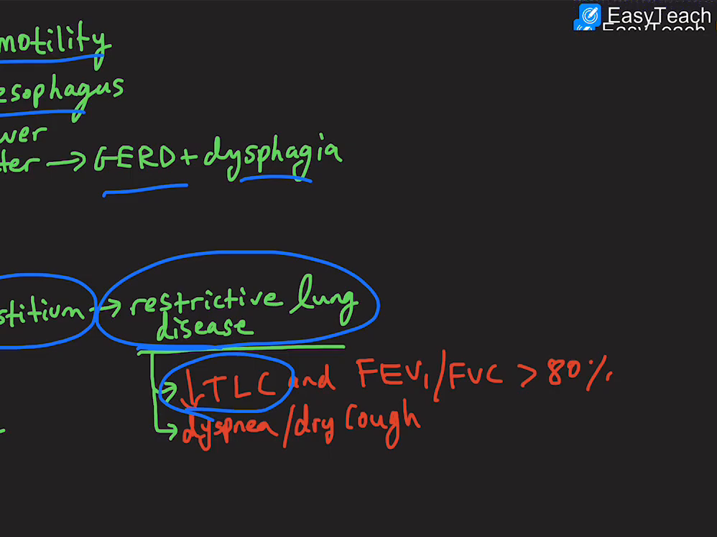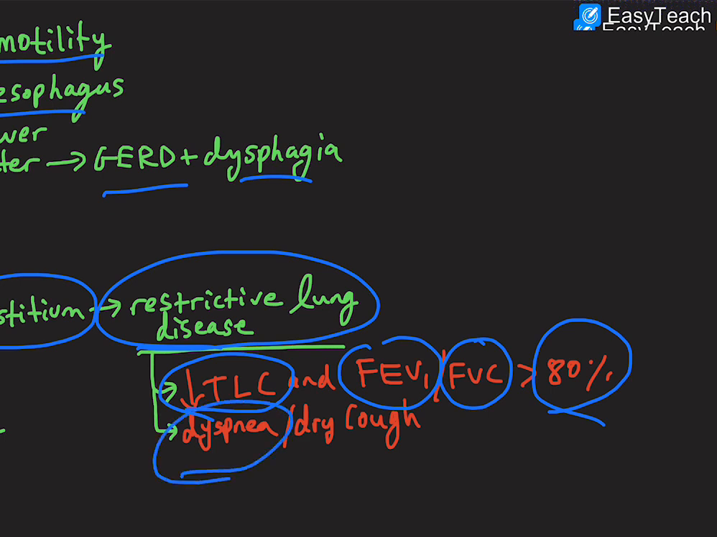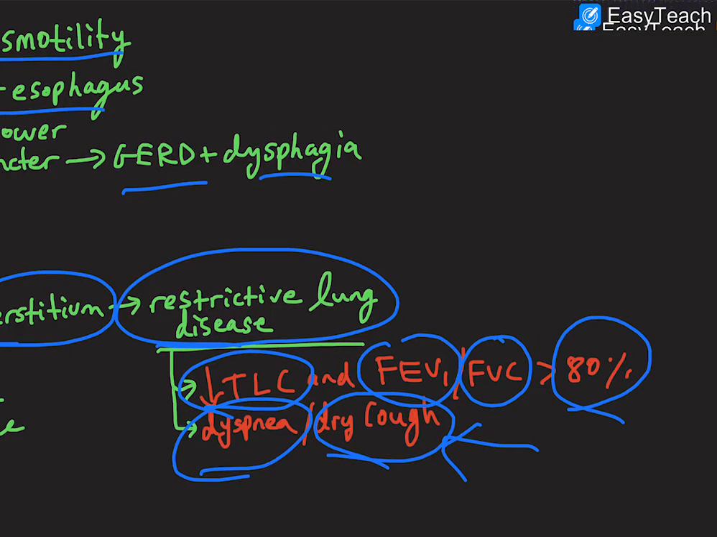And then remember, in restrictive lung disease, you see the FEV1 FVC ratio greater than 80%, because the FVC is lower than the FEV1. If you can't inhale properly, you can see shortness of breath and dry cough, because you're not producing a bunch of mucus like you'd see in bronchitis. The problem is fibrosis of your lung interstitium. So you'd see a dry cough with minimal sputum production.